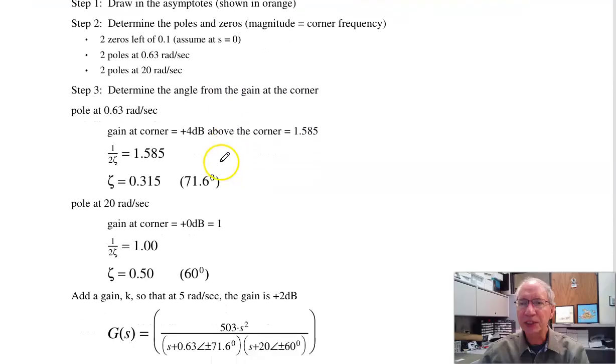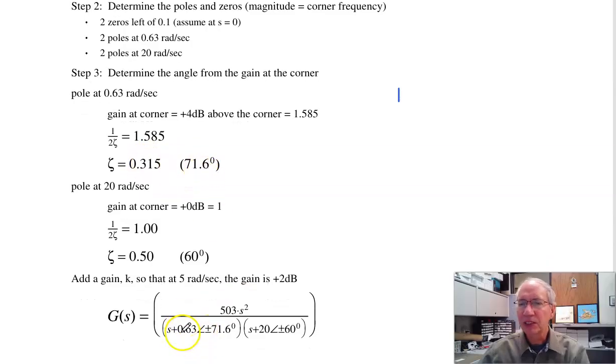That tells you the damping ratio. So 1 over 2 zeta is the gain at the corner. 4 dB is 1.58. Solve for zeta. Zeta is 0.31. Arccosine is 71 degrees. So this pole is at 71 degrees.